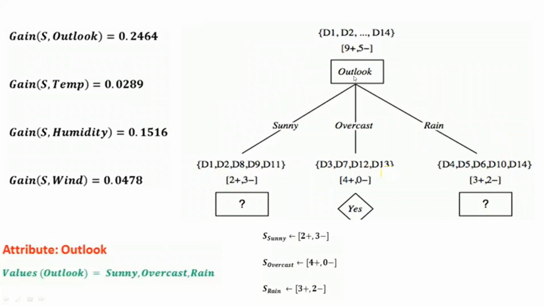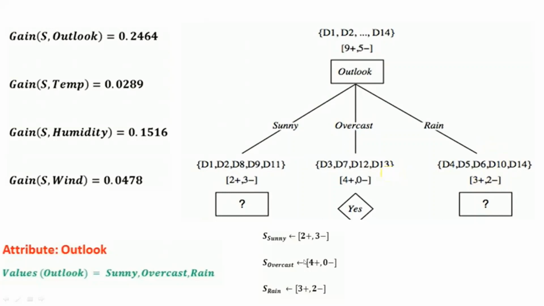So we have taken outlook with 9 positives and 5 negatives as the root node. After that, you need to consider what are all the leaf nodes and what are all the internal nodes. Now, outlook is having 3 values, right? Sunny, overcast, rain. Under sunny, we have 2 positives and 3 negatives, total 5 values. The 5 tuples are D1, D2, D8, D9 and D11.